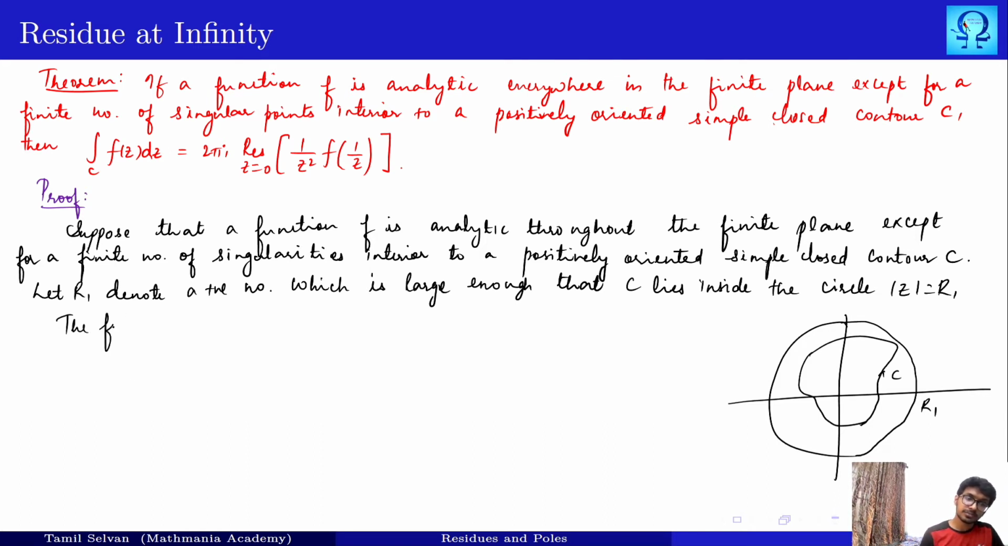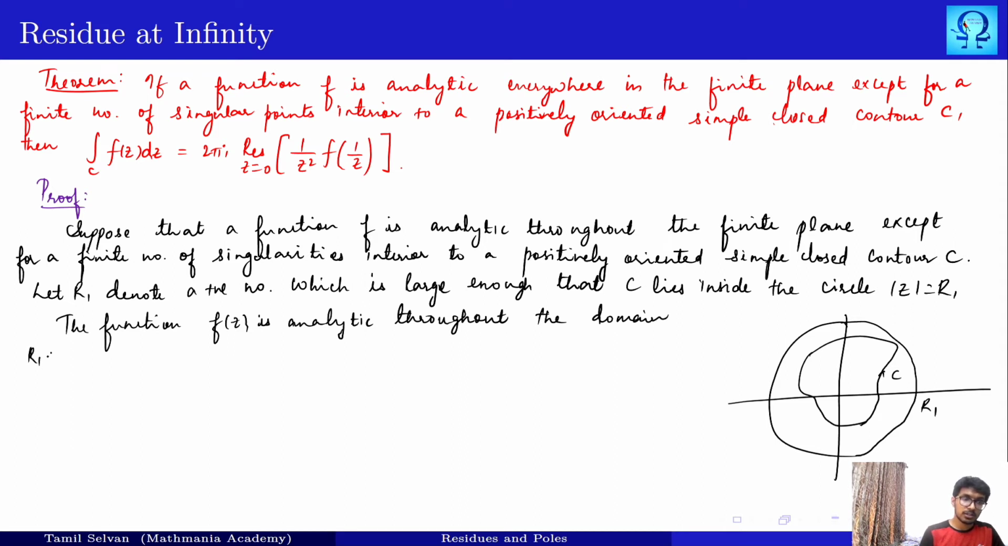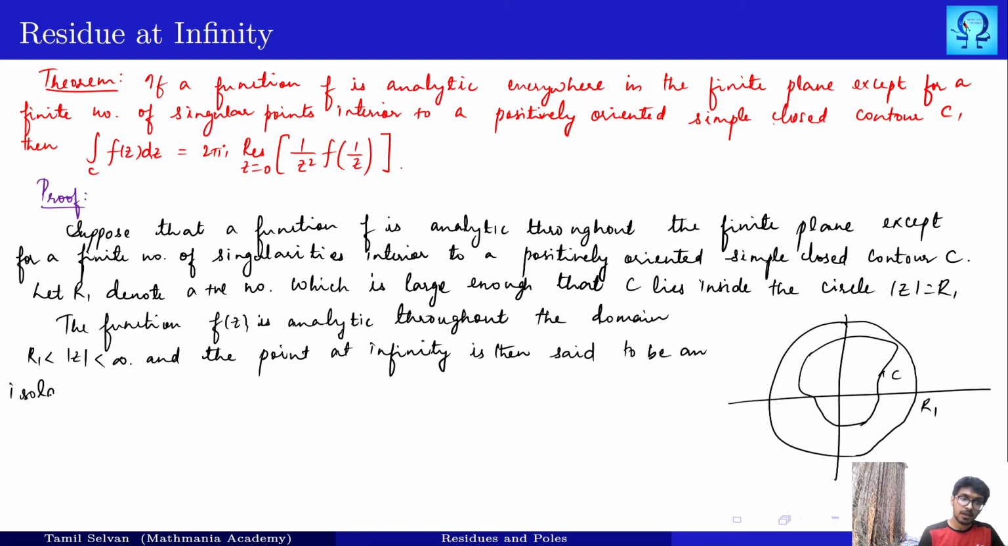Now the function f of z is analytic throughout the domain R1 smaller than absolute of z smaller than infinity, and the point at infinity is then said to be an isolated singularity of f. Why is it so?